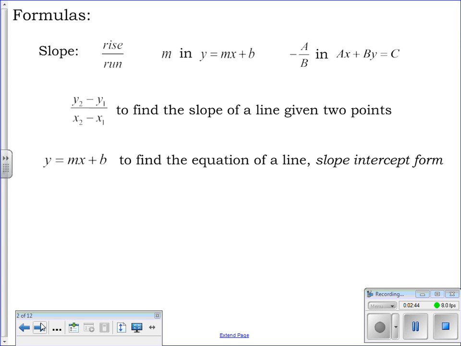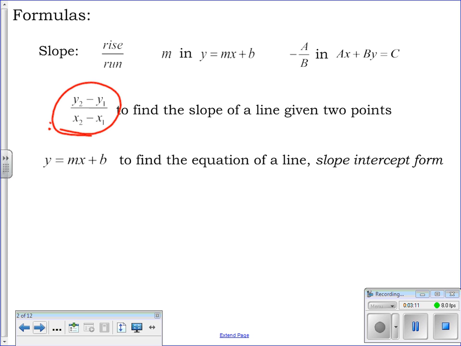You need to know these formulas. You need to have them down. Slope is rise over run. It's the m in mx plus b. If you have it in standard form, it's minus a over b. This is the one you're going to be using. You're going to use this today. You're going to use this a lot. This is important. It's the one that also gets screwed up the most because they're not paying attention.